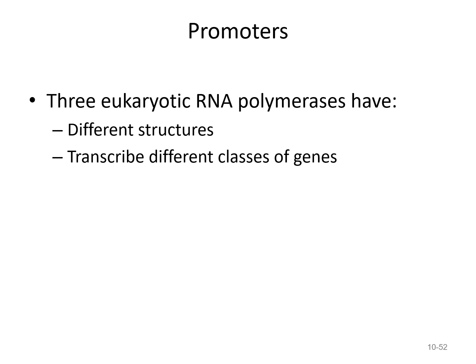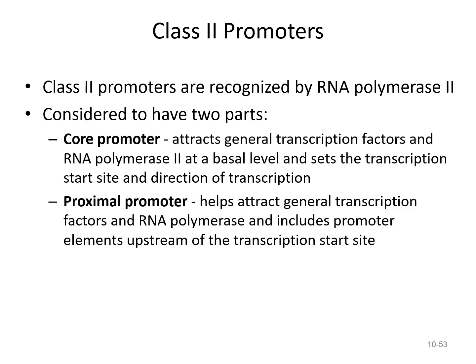And because they are three RNA polymerases with different structures that transcribe different classes of genes, they require different promoters. So for the class 2 promoter, the core promoter can attract the general transcription factors and RNA polymerase 2, and therefore they determine the start site and direction of transcription.